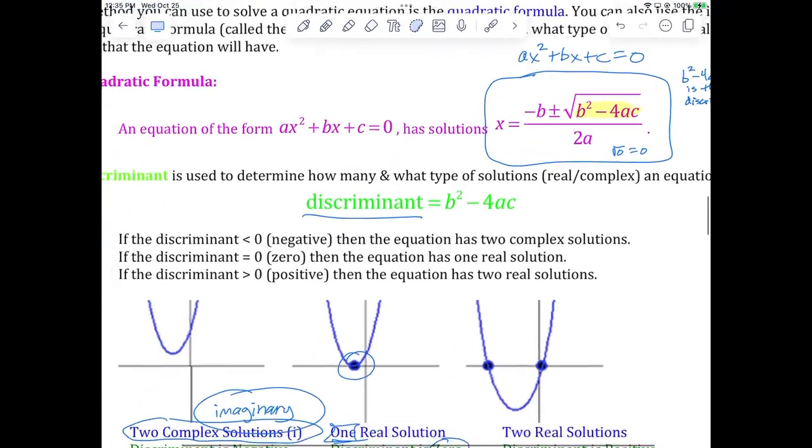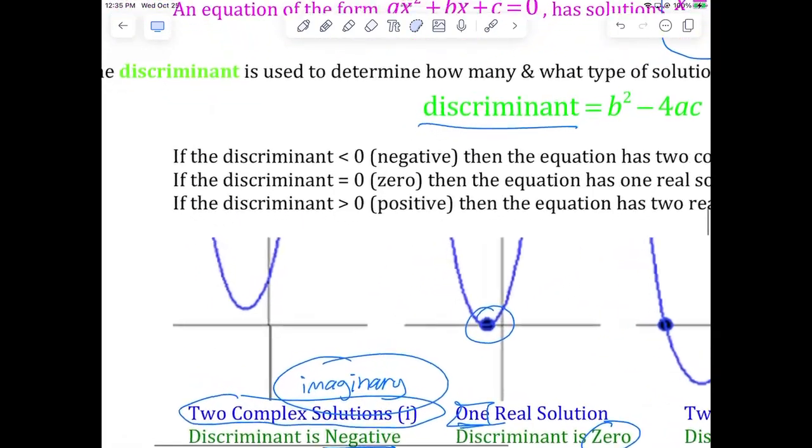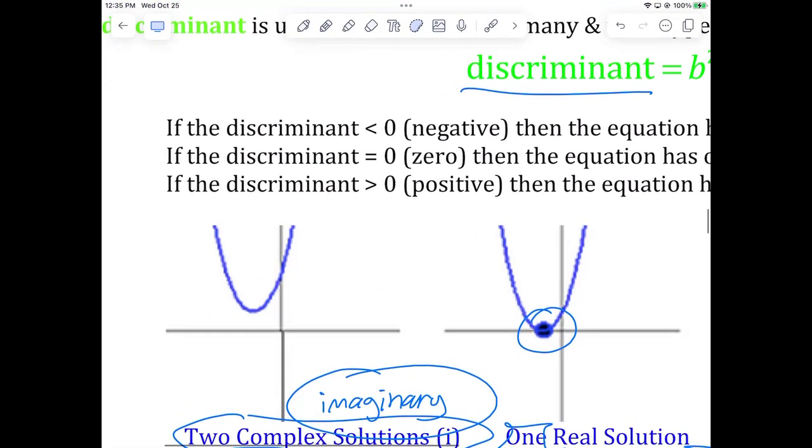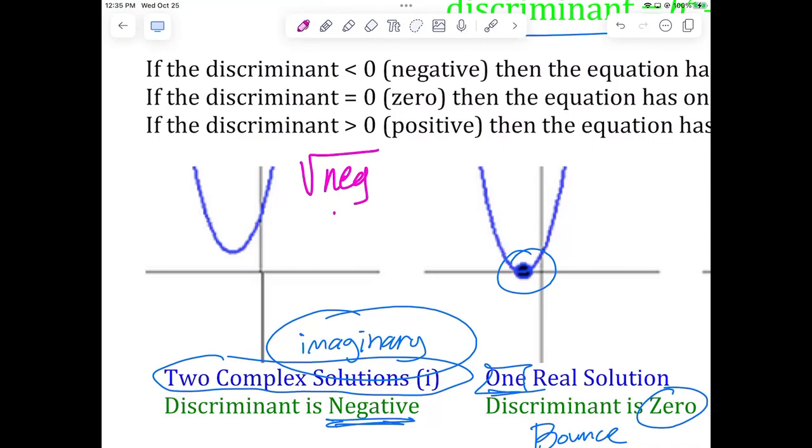And it's really pretty easy to think about. If your discriminant is a negative number, you're going to be taking the square root of a negative number, which is no good. The square root of a negative number doesn't have real solutions, so they're going to have two imaginary solutions, and we call them complex conjugate solutions. That means your graph doesn't have any x-intercepts.